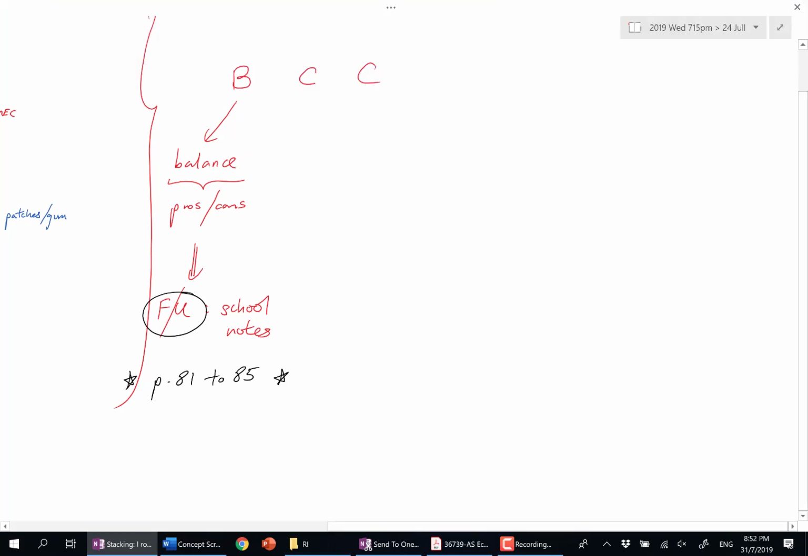Next one is content. I distilled content as D, E, E: definition, diagram, explanation, and examples.